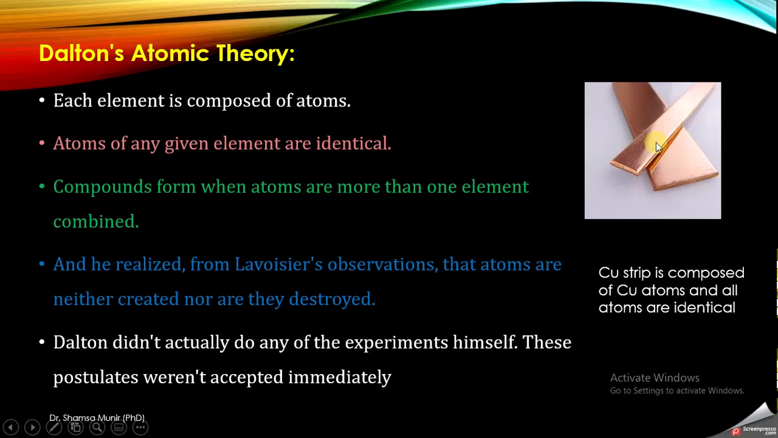And from Lavoisier's observation, he said that atoms cannot be created or destroyed. He said that because in Lavoisier's experiment, he observed that the mass of the reactants was equal to the mass of the products. That's why he said that atoms cannot be created or destroyed. Although now we know that atoms can be divided into smaller units and they can be destroyed, but not in chemical reactions. Dalton did not do any of the experiments himself, and these postulates were not accepted immediately. There was a lot of effort to make scientists and people understand that matter has a discrete nature.